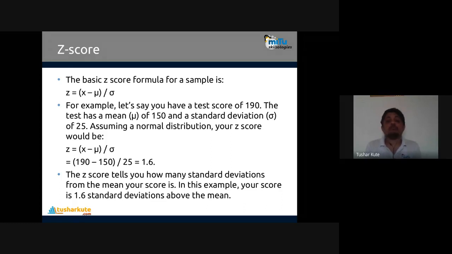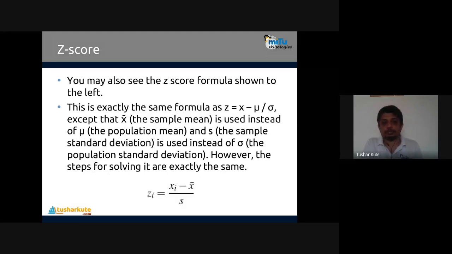Z score tells you how many standard deviations from the mean your score is. So in this example, your score is 1.6 standard deviations above the mean. That is what is told by the concept of the Z score. An easy way to look at it is that when the data is in high magnitude, we have to normalize the data. To do this normalization, the feature scaling concept, we'll make use of the Z score. So it's easy to identify the Z score by this method.